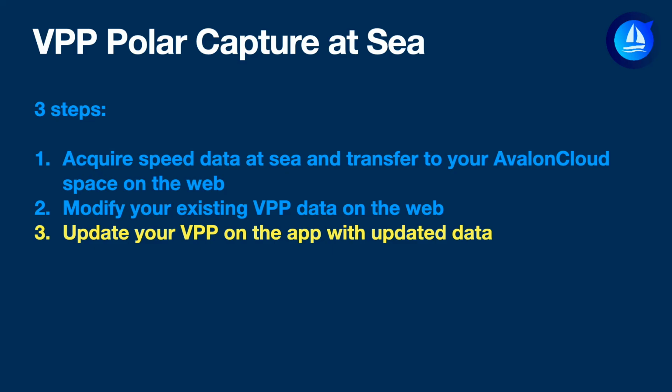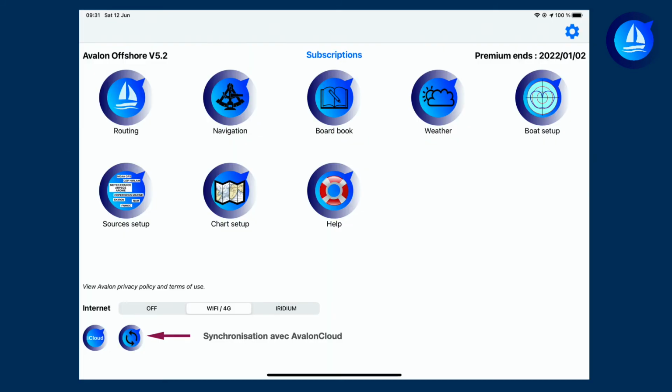Once you are satisfied with the curves, you can save it first on the web, and you go back to the tablet and you synchronize again the data with what is on the web. Then the next route you will calculate will be done with the newly updated data.